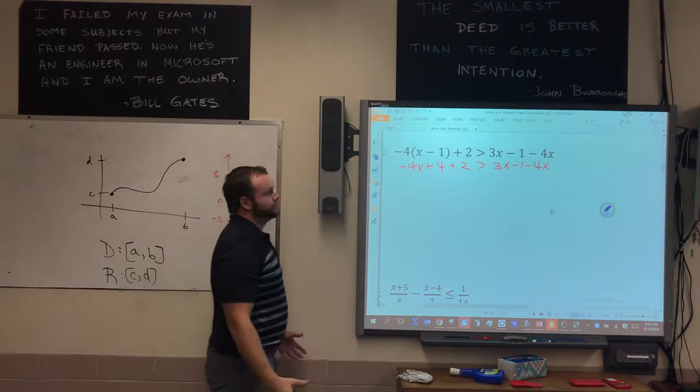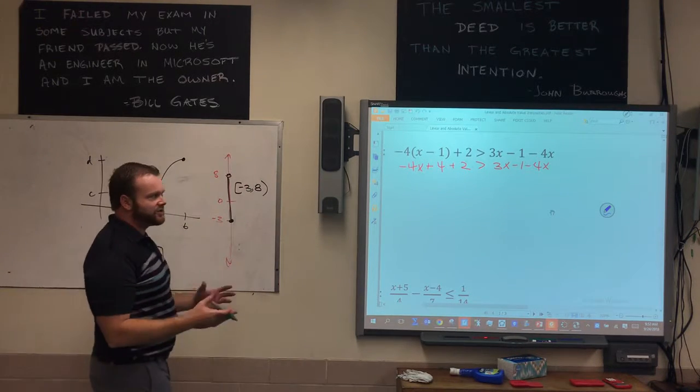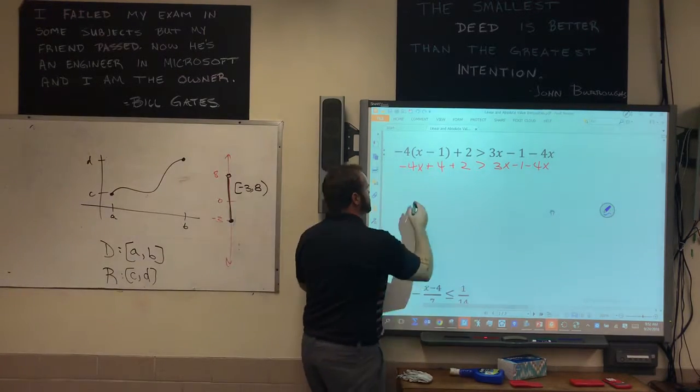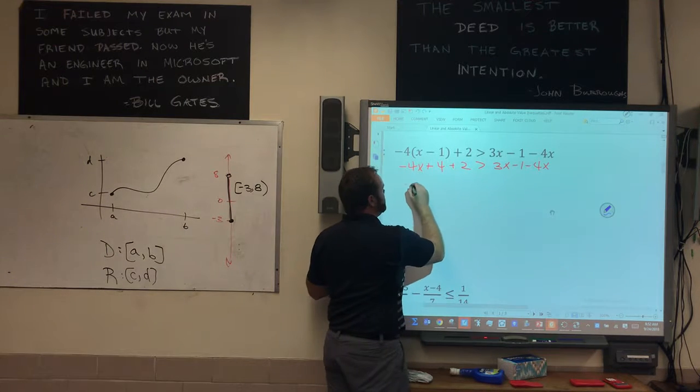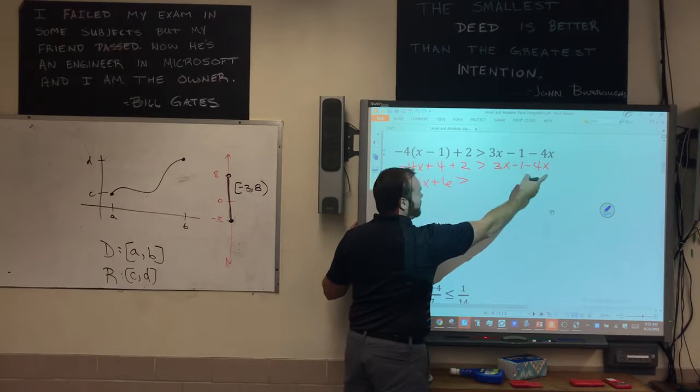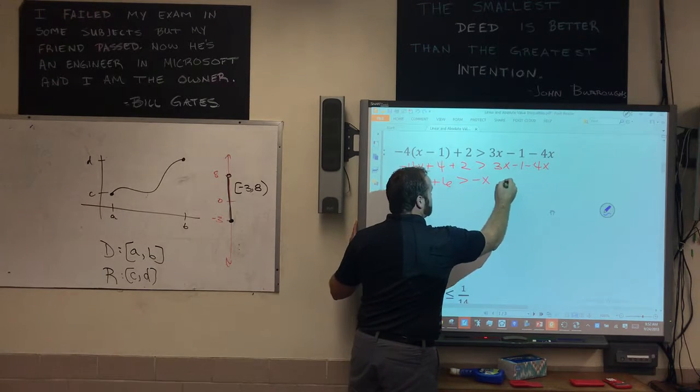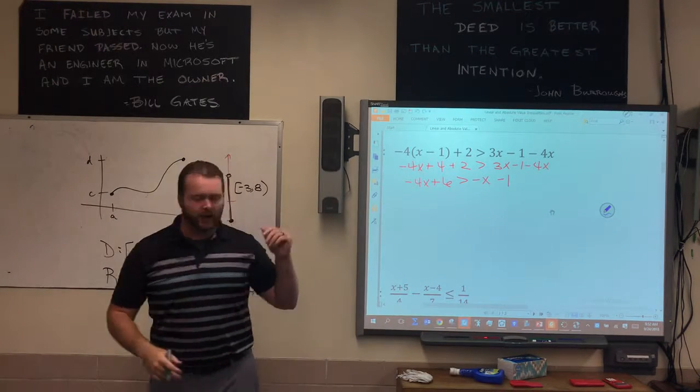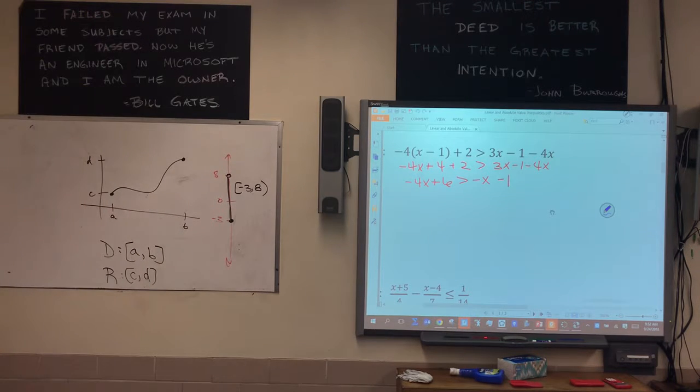All right, so I multiply that through. I'm going to solve just like a normal general equation, okay? So this is going to be -4x plus 6 is greater than 3x minus 4. It's -1x minus 1. Now I know I'm a person that tries to foreshadow, tries to think ahead, and hopefully you do the same thing.